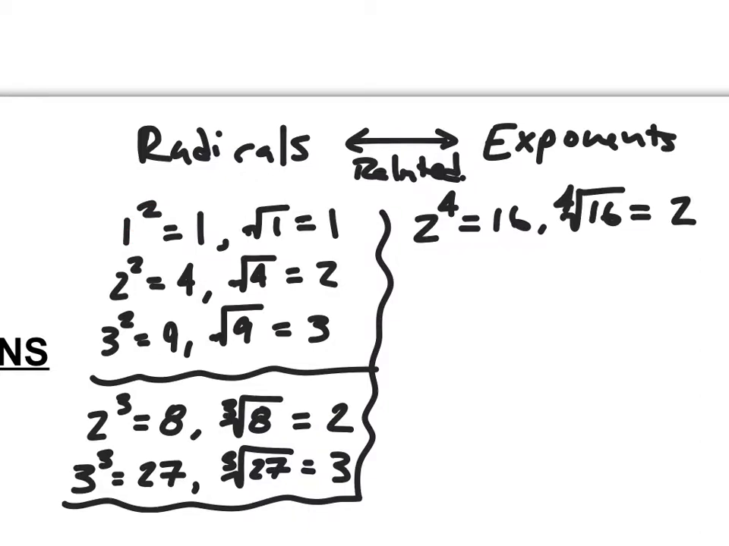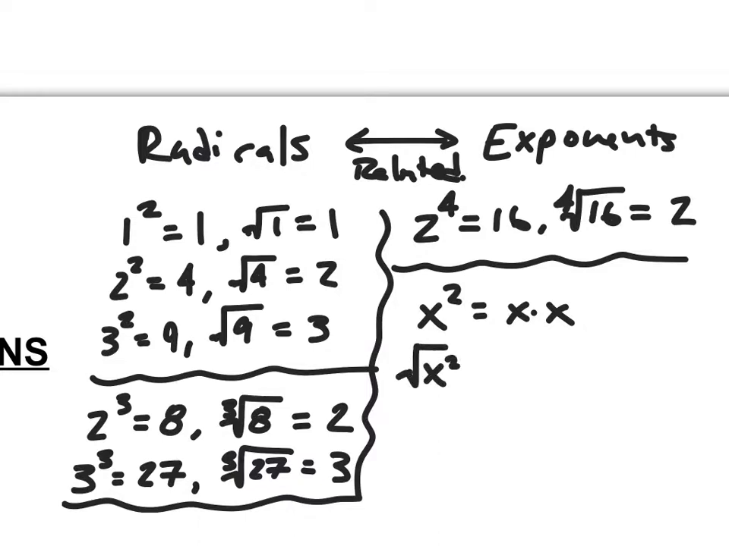All right, let's think of something like this, though. Let's think of, say, x squared. What you're doing here is x times x, and that's going to give you x squared. But what happens if you take the square root of x squared? What do you get? It brings you back to x.